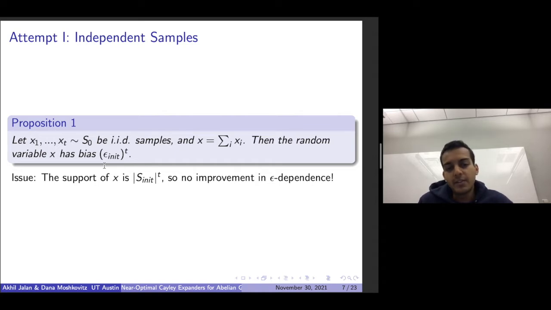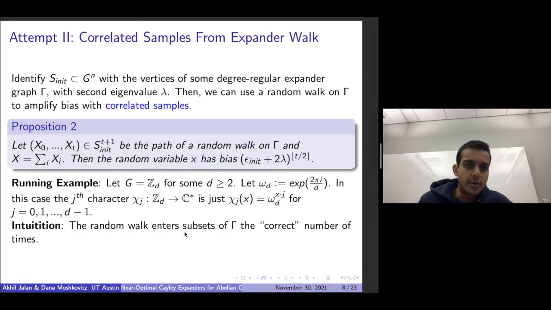But the issue is that the support size also grows at the same rate. Because if we take independent samples from our initial set, then the support size of this new distribution scales by T. And since we want a construction which has good dependence on error, and this does not improve the dependence on error, it's useless. However, that does motivate us to improve this approach by taking correlated samples instead of independent samples. And the way we'll take correlated samples is through an expander walk.